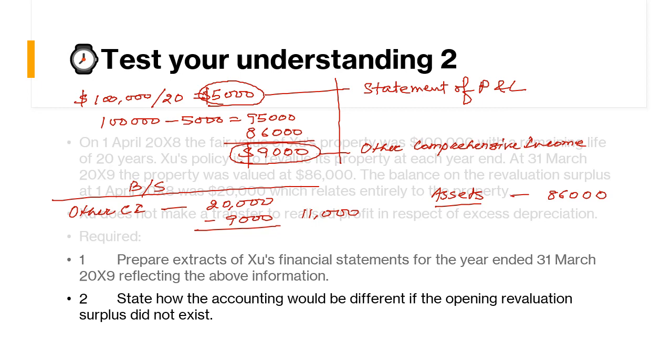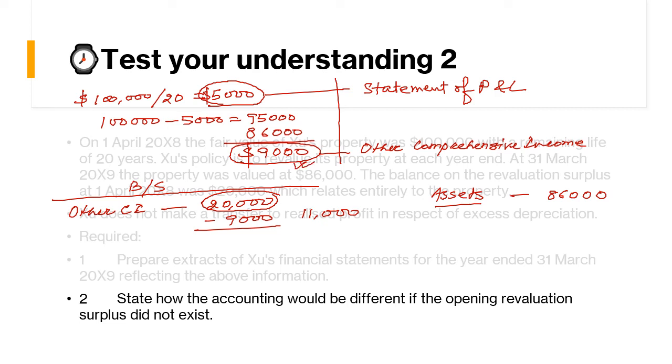Now the question is, state how accounting would be different if the opening revaluation surplus did not exist. Means this 20,000 that we used does not exist. It is not there in the balance sheet. That means this 9,000 we cannot deduct from other comprehensive income. So we have to transfer this 9,000 to the statement of profit and loss as an impairment loss.